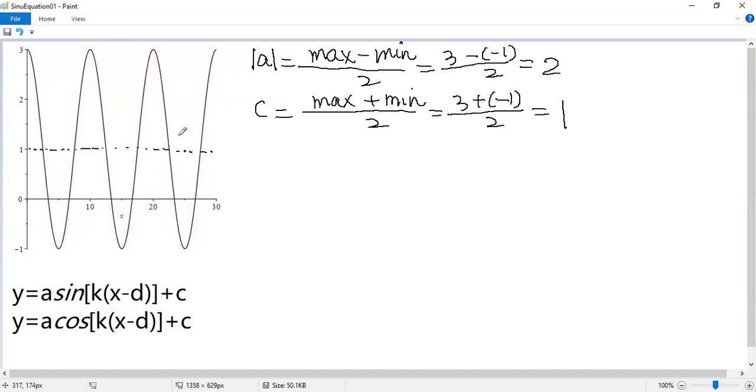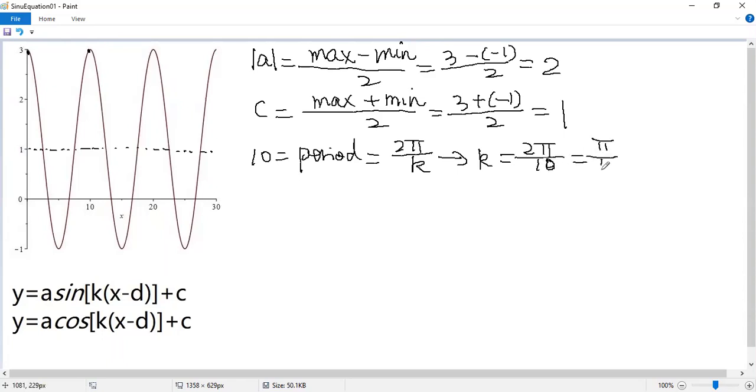Now the period is peak to peak, which is from 0 to 10. So 10 equals the period. And we know it equals 2 pi over k. So we get k equals 2 pi over 10, which is pi over 5.